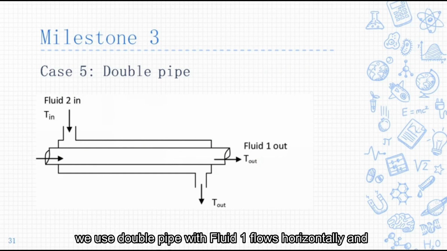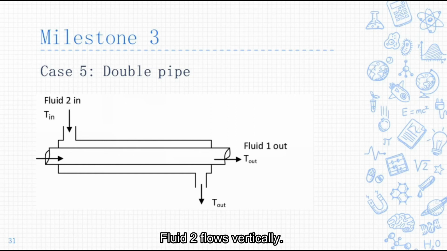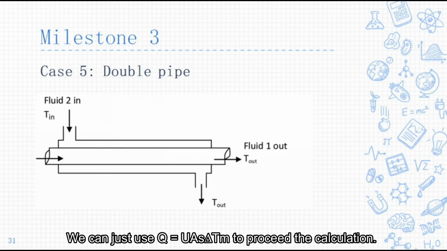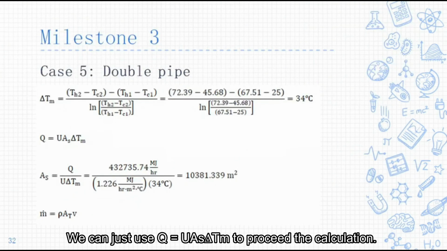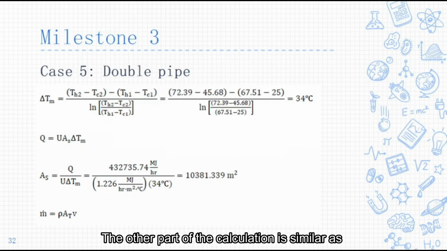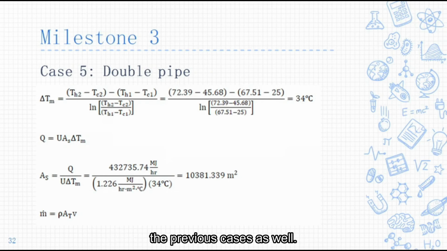In case 5, we use a double pipe, where fluid 1 flows horizontally and fluid 2 flows vertically. Since it's a double pipe, we do not need the F value to calculate. We can just use Q equals UAΔTm to proceed with the calculation. The other part of the calculation is similar to the previous cases as well.